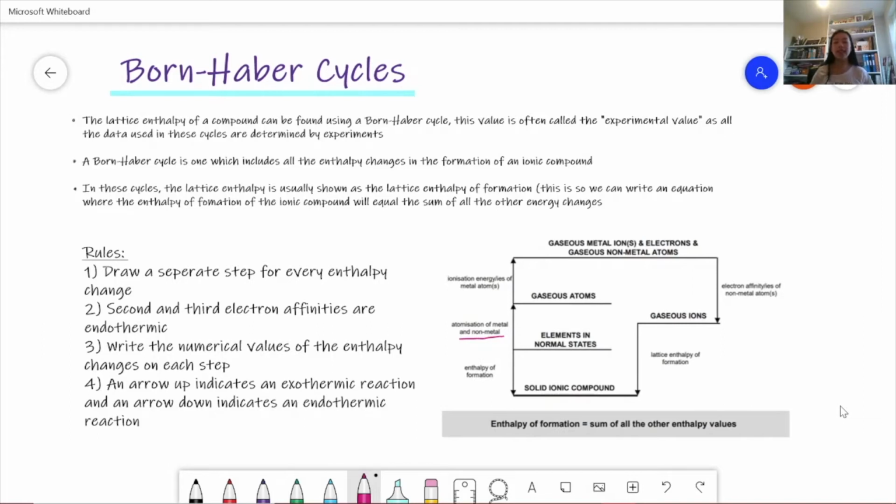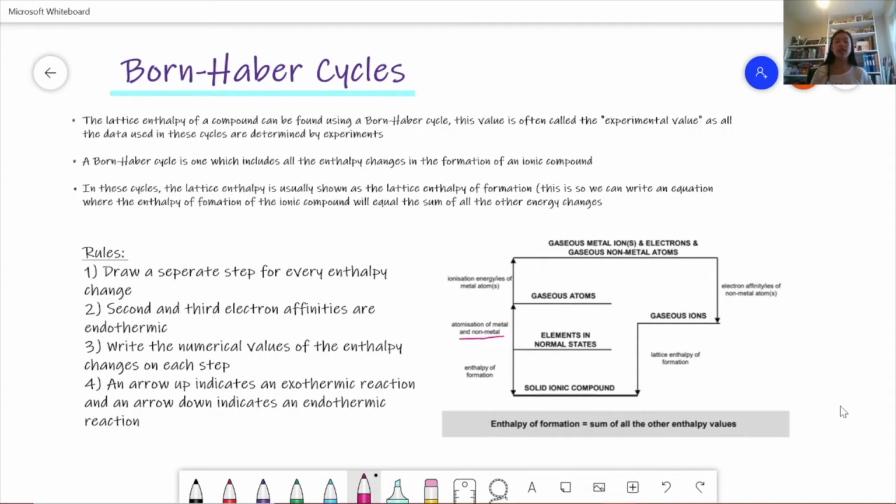The second rule is that second and third electron affinities are endothermic, and so they have to have arrows going up, as we'll see later. So the electron affinities one is actually something to remember, because the first electron affinity is exothermic, but the ones after are all endothermic. And that's because for the first electron affinity, you're adding an electron, which is fine. But then for the second electron affinity or the third electron affinity, you're adding electrons onto an already negative ion. And so that requires a lot of energy, so it becomes endothermic.